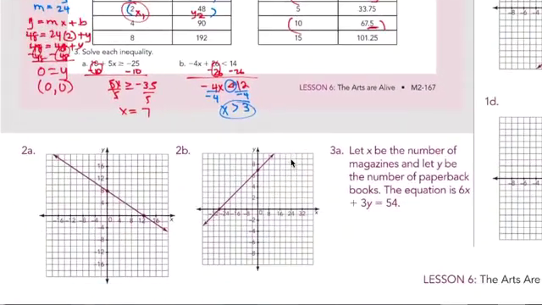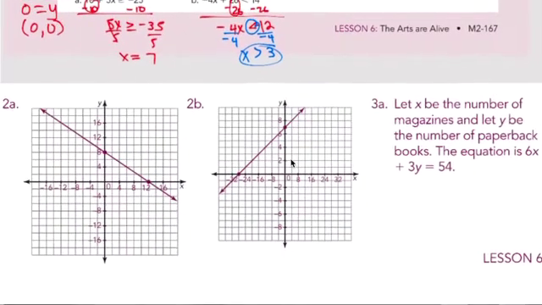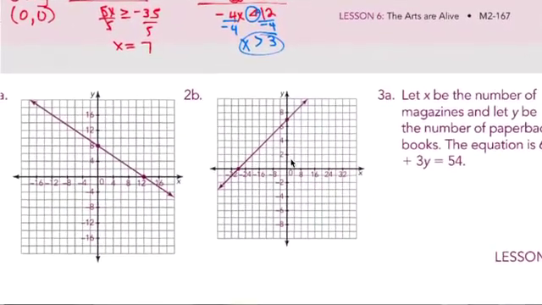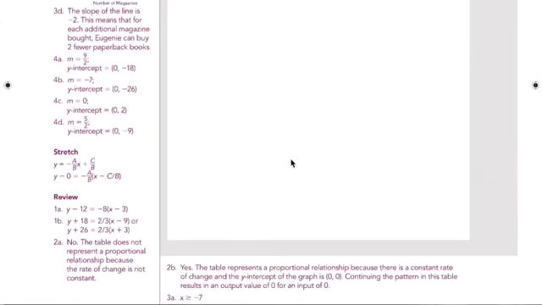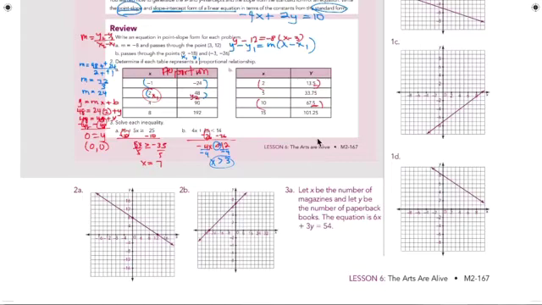And then that's the equation of a line. Oh, those are the answers. I think that's it. I'm checking your work.